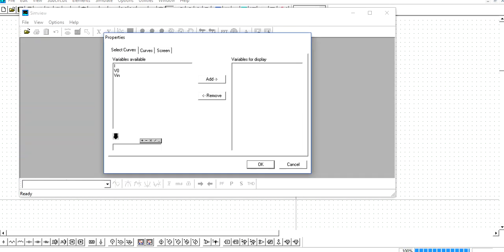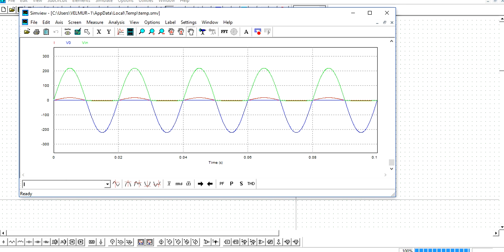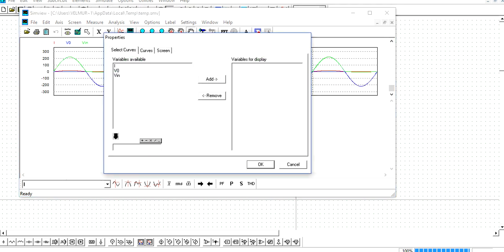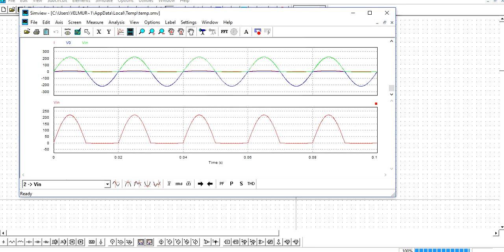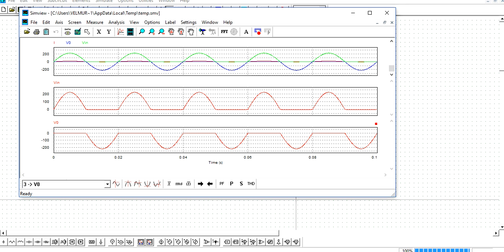Yes, we get it like this. We want the waveforms I, V naught, and V in. See here, this is the input waveform, the output waveform, as well as our current. We obtain them individually: input, output, as well as the current.